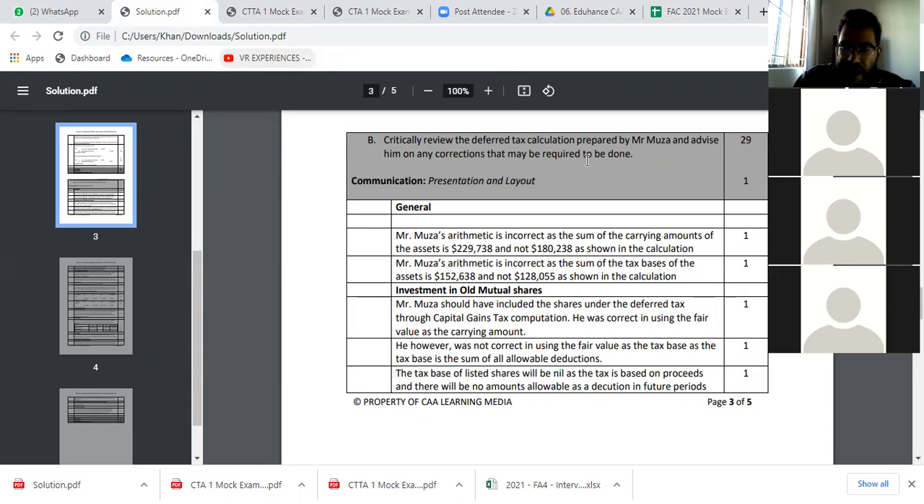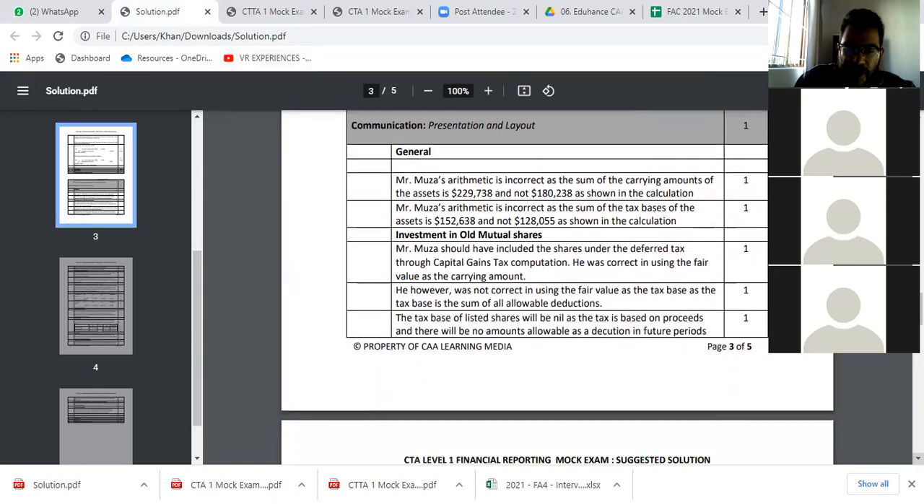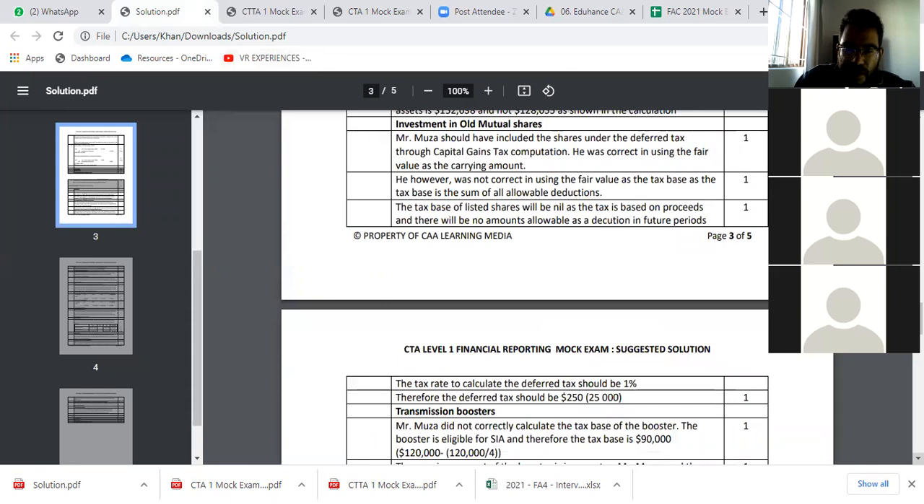Okay, so how does it work? Because Old Mutual is a listed company, the CGT rate there is 1%. So you would take 1% of the fair value of 25,000. Yes. So what would be the tax base? Is the tax base just 0? Yes, the tax base will be 0.